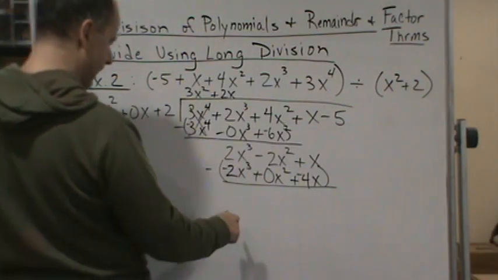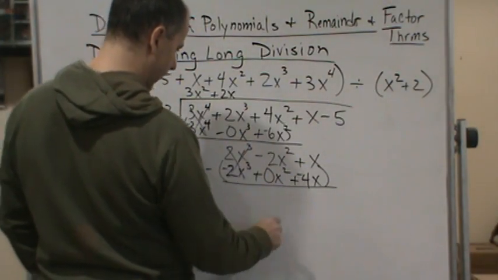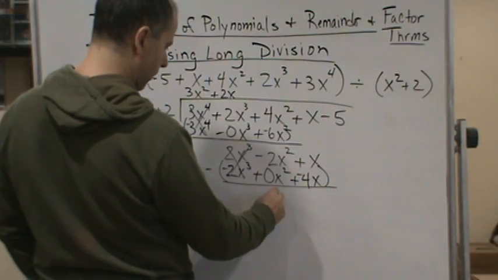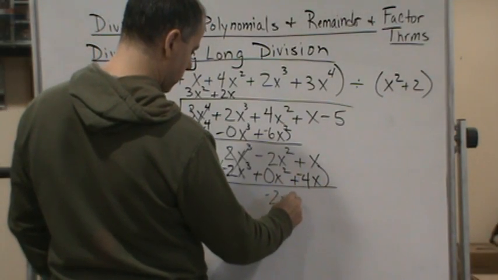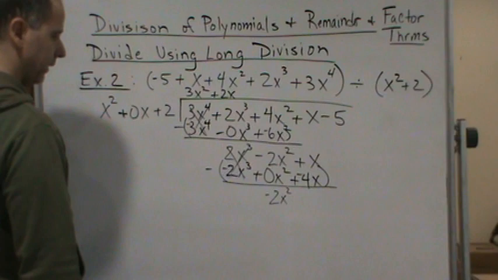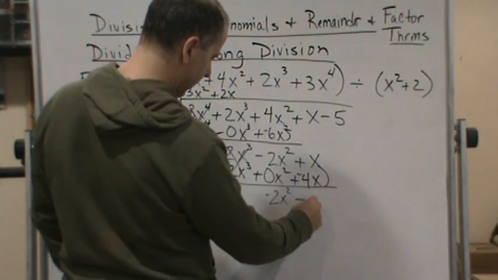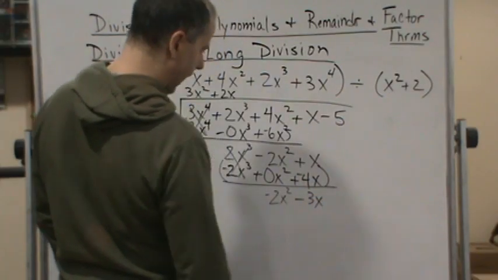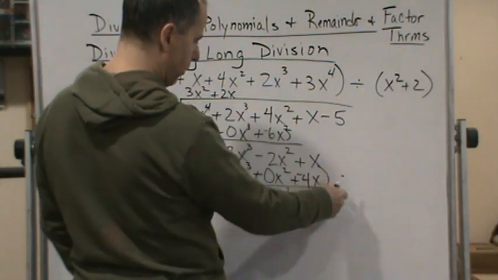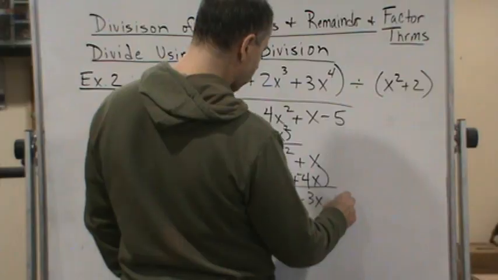So now I'm going to add down. So this is going to go away. This is going to become minus 2x squared, negative 2x squared. And this is going to become what? Minus 3x. And now I'm going to drop down the constant term.